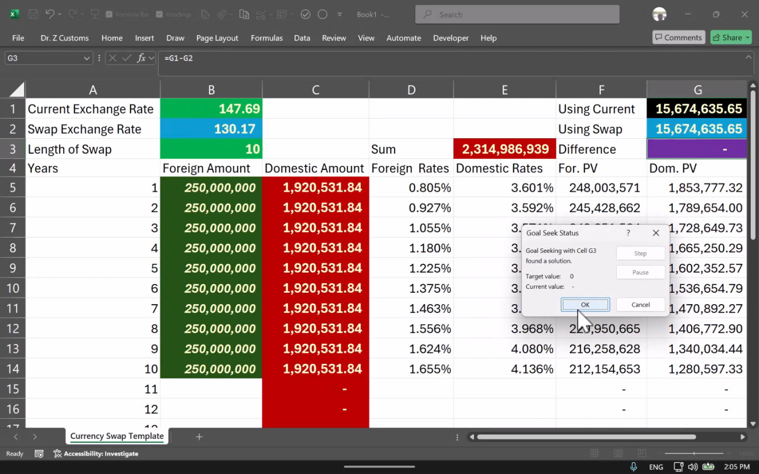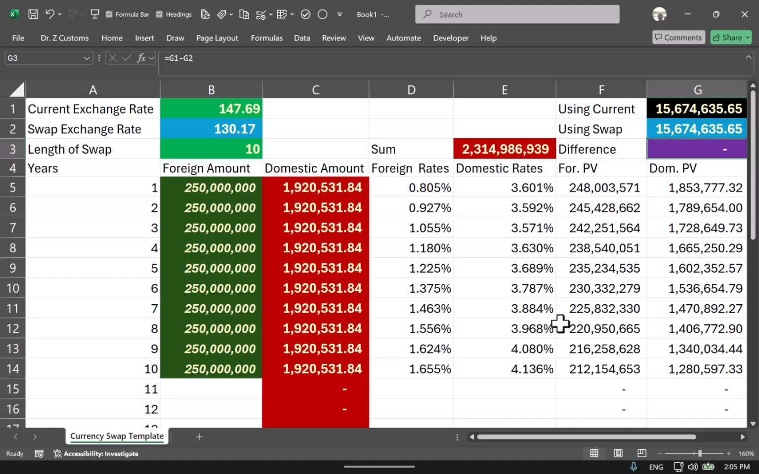It is not surprising that the 10-year swap rate is even lower. Okay.